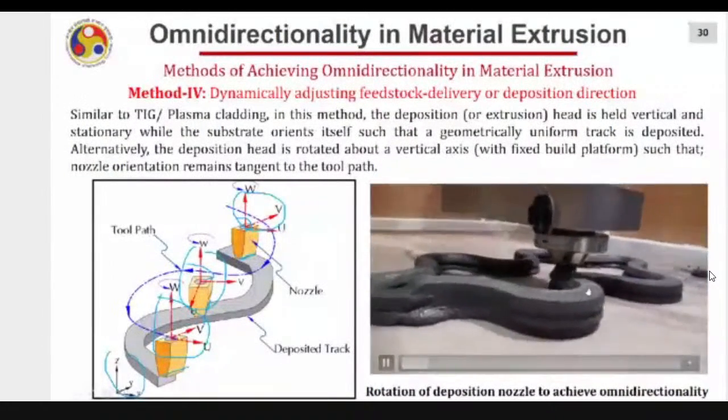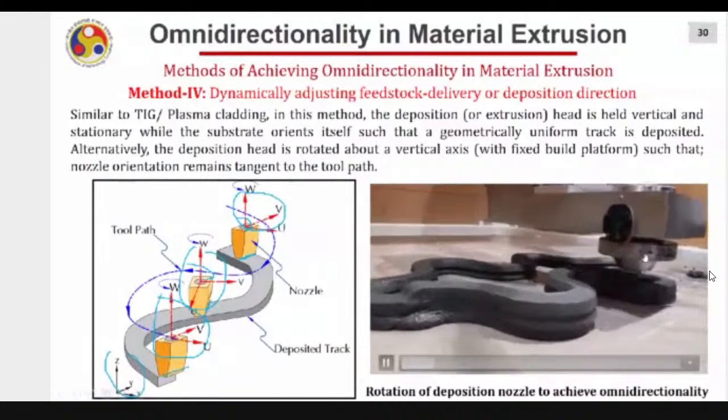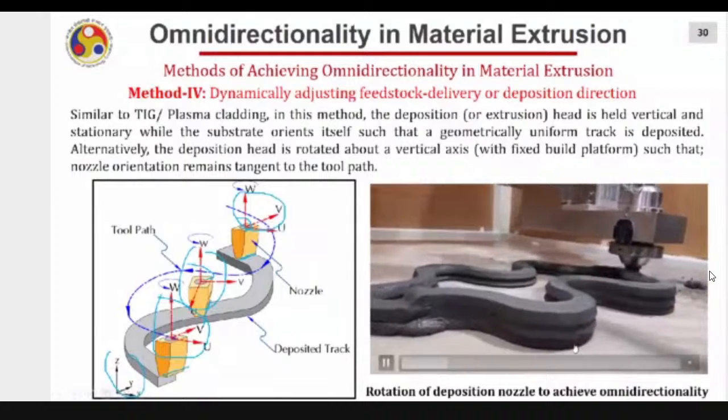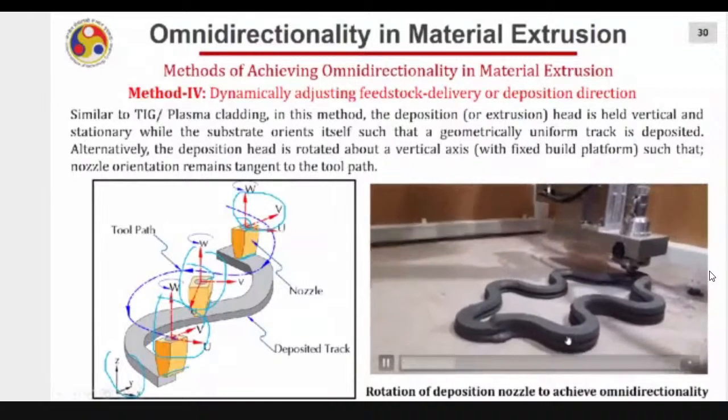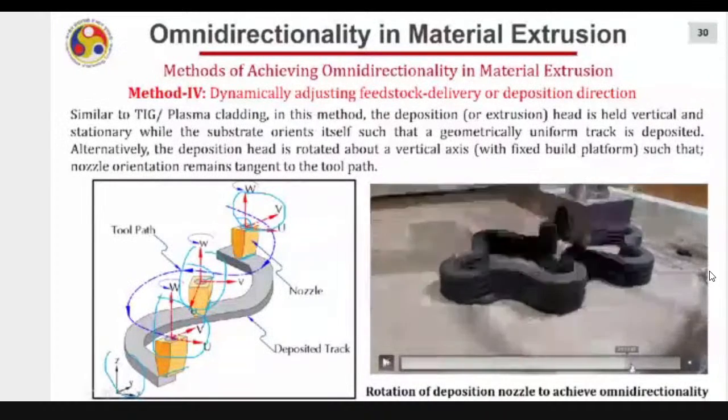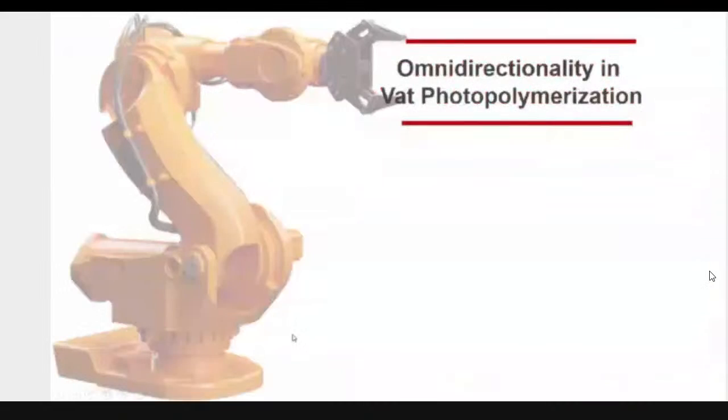Here you can see this nozzle is rotating, right? It is rotating because of that only, to maintain the process omnidirectional. It keeps on depositing and finishes it. Anyway, now you know why the rotating head is used to make the process omnidirectional.